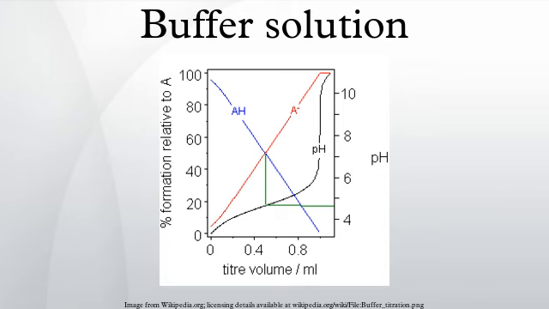Alternatively, a buffer mixture can be made from a mixture of an acid and its conjugate base. For example, an acetate buffer can be made from a mixture of acetic acid and sodium acetate. Similarly, an alkaline buffer can be made from a mixture of the base and its conjugate acid.